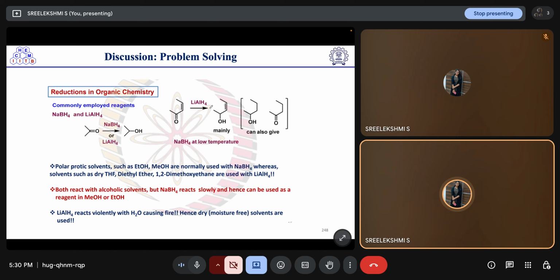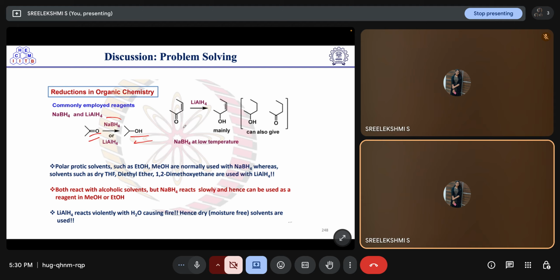Now we will move on to reductions in organic chemistry. So that was about the oxidation reactions. We have seen many oxidizing reagents. Now, commonly employed reagents for carrying out reduction are NaBH4, sodium borohydride, and LAH, that is lithium aluminum hydride. So this type of ketone can be converted into the corresponding alcohol by either using NaBH4 reduction or LAH reduction.